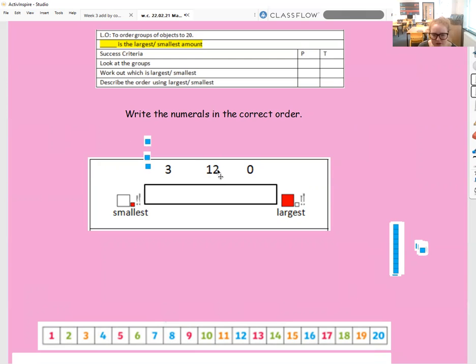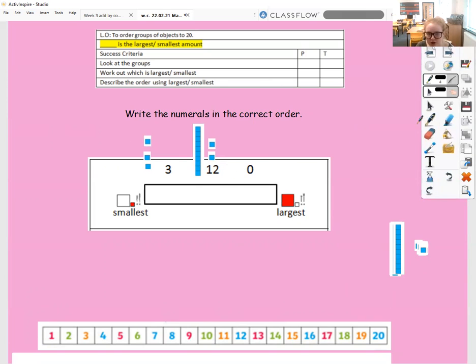Then we look at 12. 12 has 1 10. And how many 1s? 1, 2 1s. Fantastic. And our last number is 0. How many 10s does 0 have? Well, 0 has 0 10s. And how many 1s does it have? Well, it also has 0.